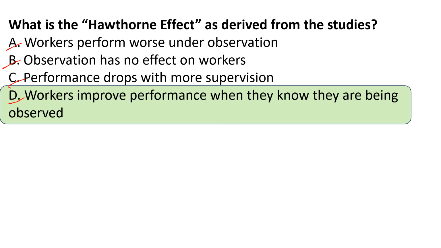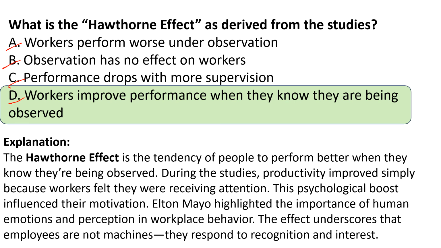Okay. So the right answer is option D. The Hawthorne effect is derived from the studies. Workers improve performance when they know they are being observed. Clear? The Hawthorne effect is the tendency of people to perform better when they know they are being observed.